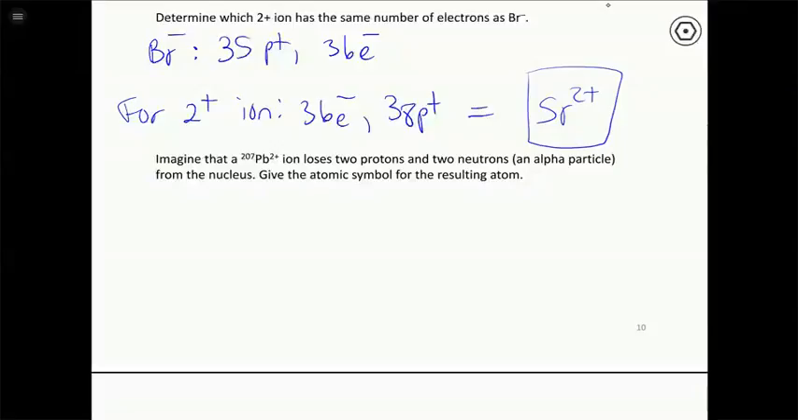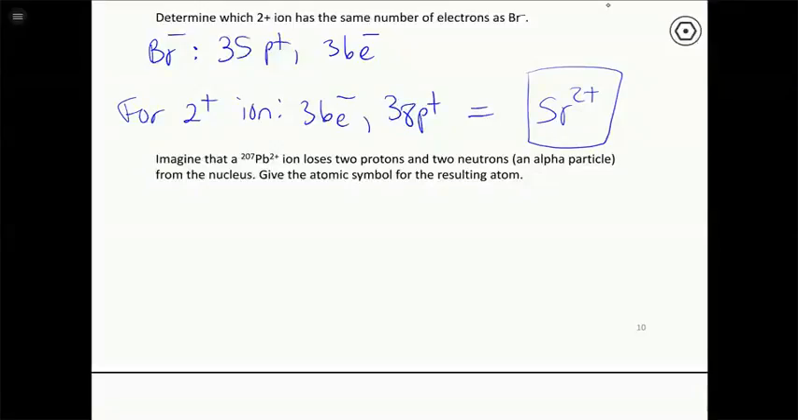That's what we talked about with the gold foil experiment last time. And if it loses 2 protons and 2 neutrons from the nucleus, what is the atomic symbol for the resulting atom or ion? So we're changing lead into something else because we're changing the number of particles in the nucleus. As I said, this doesn't normally happen in chemistry, but there are ways we could possibly do that.